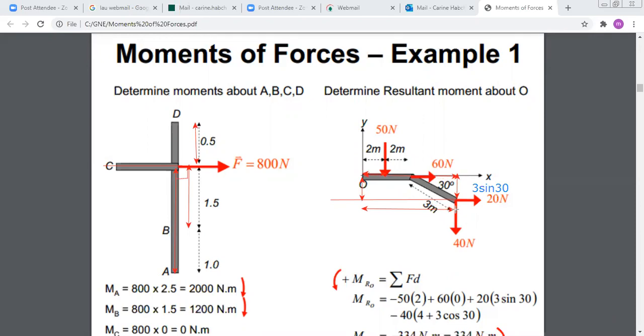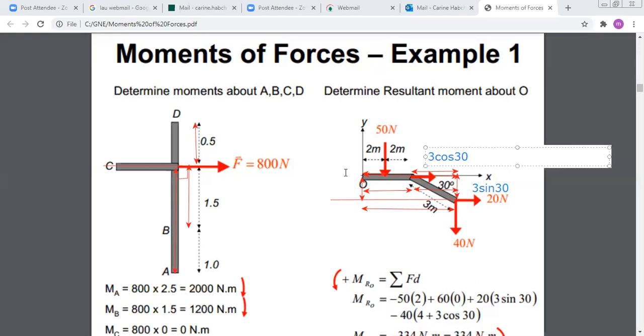This distance can be calculated by dividing it into two parts, since it's equal to this length here, which is 4 meters, plus this part, and this part here is equal to 3 cosine 30, okay? So in the triangle here, this is 3 cosine 30. So in total, the distance will be 4 plus 3 cosine 30. And I multiply it by 40. And I don't forget to put a minus since it's rotating in the clockwise direction.